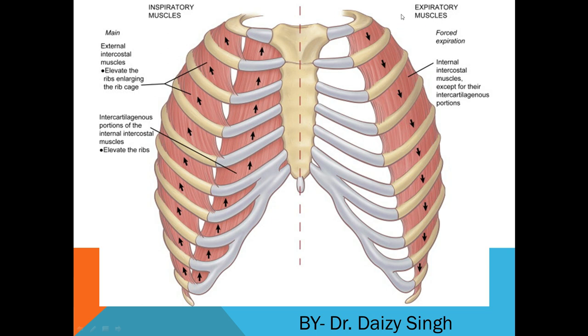On this side, again we have the internal intercostal muscle, but not the intercartilaginous portion. This muscle aids in expiration. Do you understand this? Inspiration, expiration. When the muscles contract, they do their respective jobs.